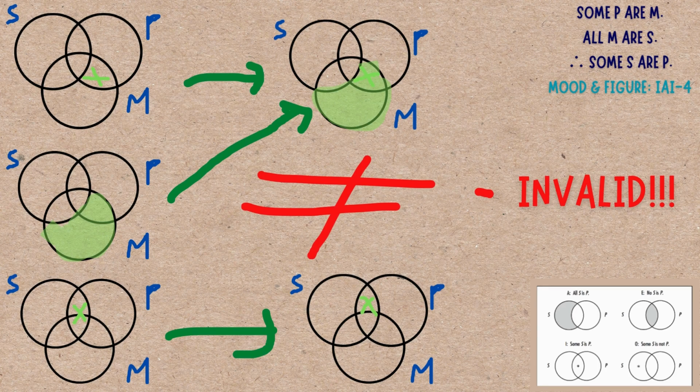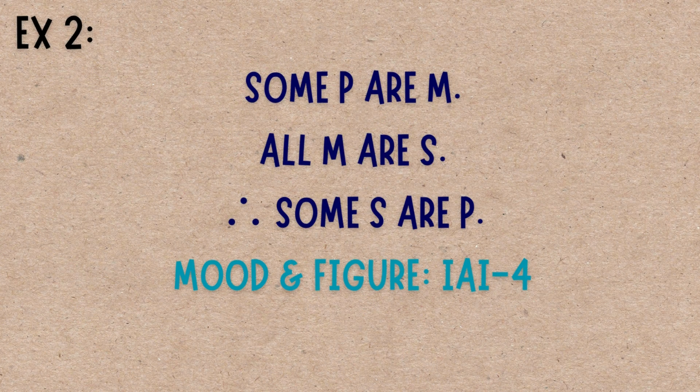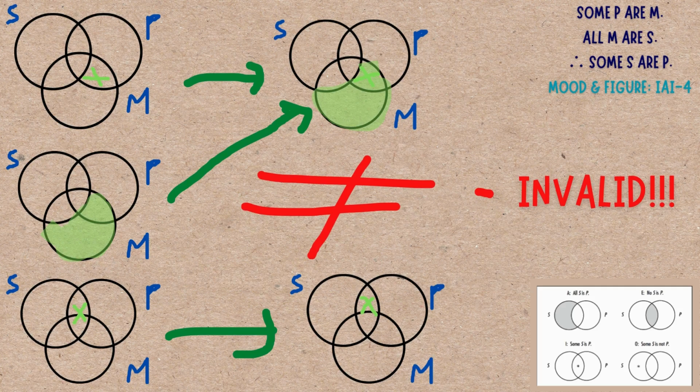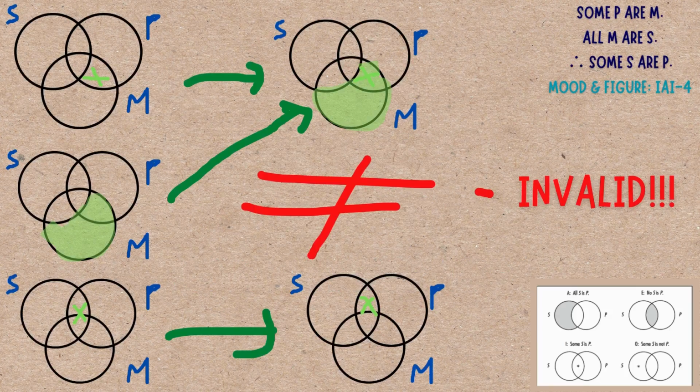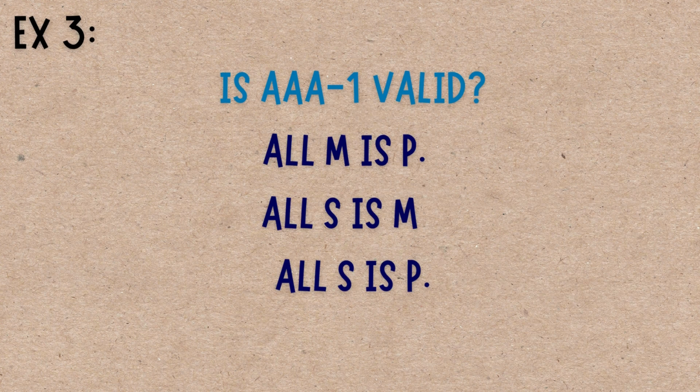But the Venn diagram shows it is invalid. Sometimes the Venn diagram shows invalid, but that doesn't mean the syllogism is invalid. So we must first check whether the mood and figure are valid. If they are valid, then the syllogism is also valid. We must take the Venn diagram into account only if the mood and figure are not found. So let's see example 3.